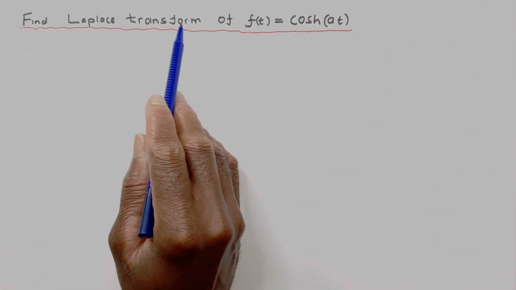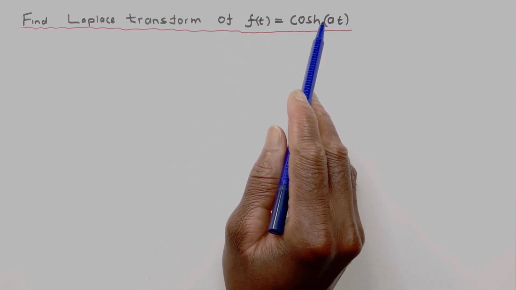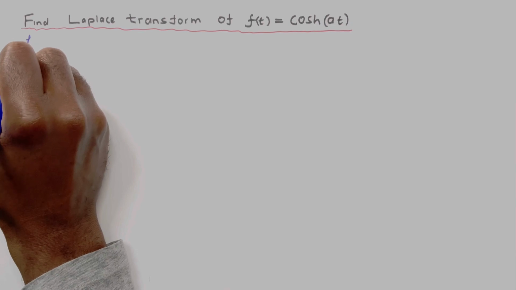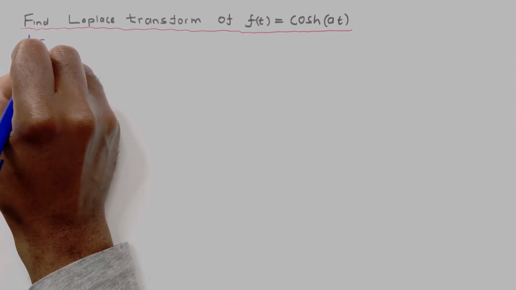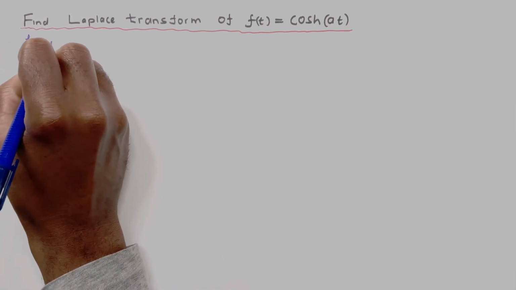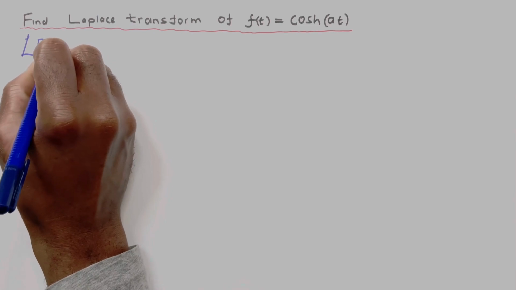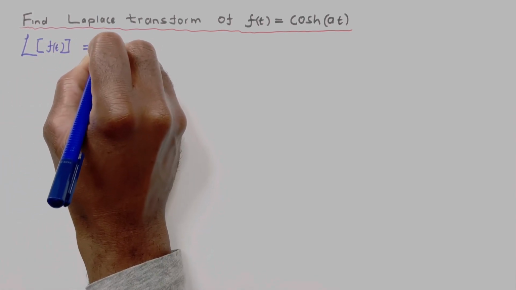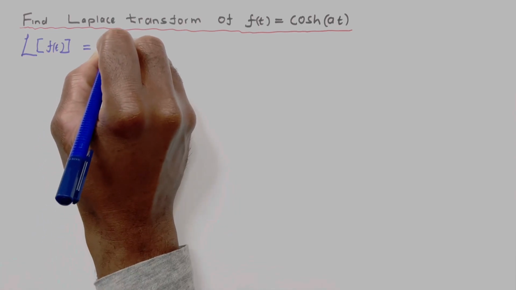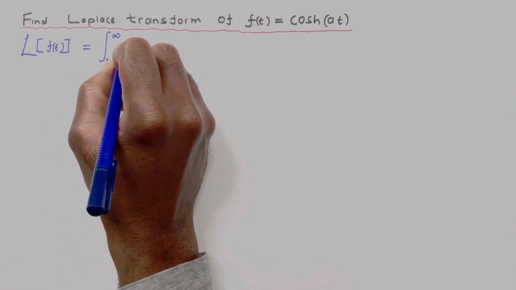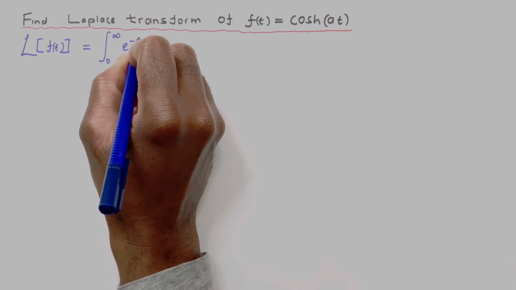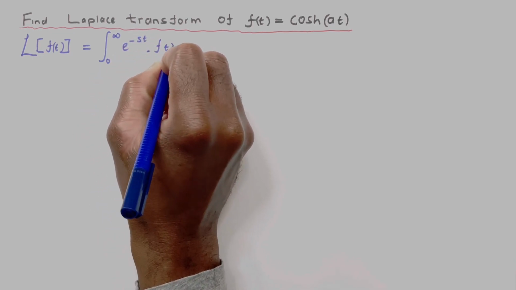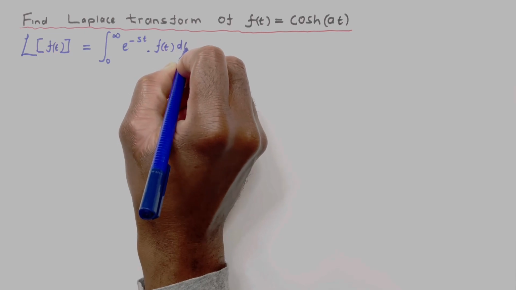Find the Laplace transform of f of t equals cosh at. We're going to change the t function into an s function. So the Laplace formula is equal to the integral from 0 to infinity of e to the power minus st times the function of time f of t dt.